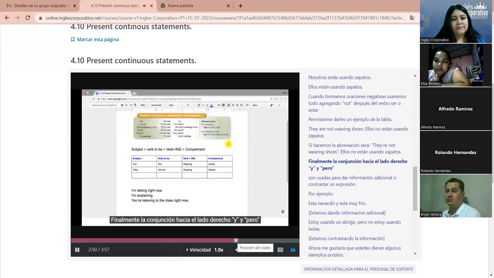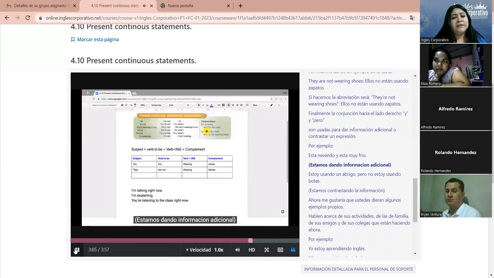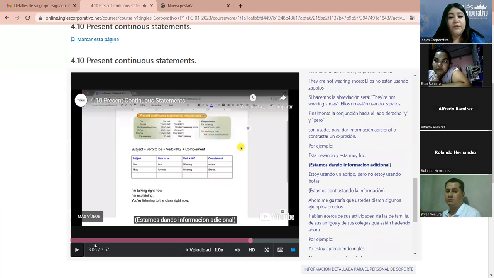Okay, no hay ningún momento entonces en la que él ponga a leer el chart. Let me do it for them. Lo voy a hacer yo entonces.